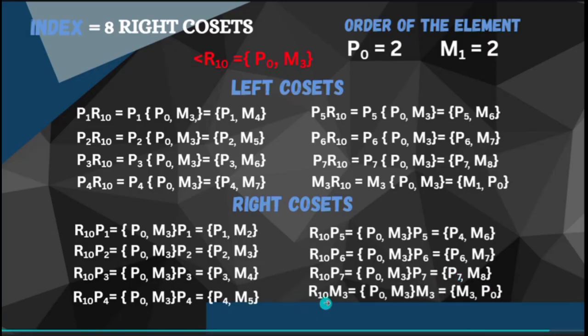For R sub 10 multiplied by mu sub 3, we have mu sub 3 and rho sub 0.